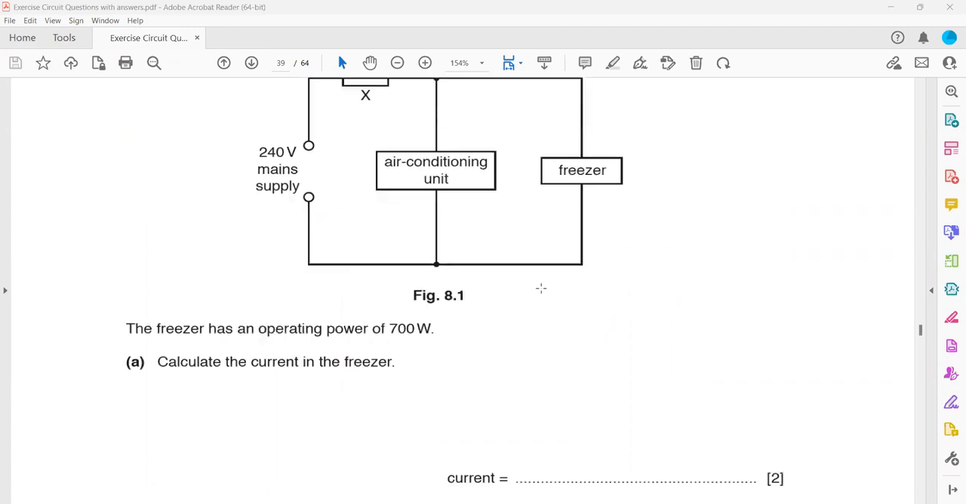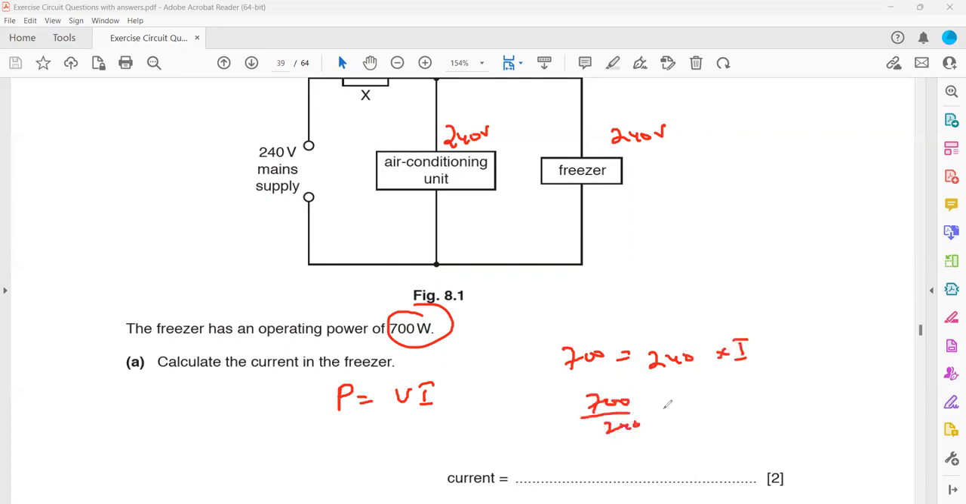The freezer has an operating power of 700. So we have the power of the heater, calculate the current. We have the voltage as well, because they are all in parallel with the main supply, so they will receive the same voltage. We will use the formula P = VI. Power is 700, voltage is 240 and current we don't know. So 700 divided by 240. What's the answer for the current? 2.9. So 2.9 ampere will be the current.